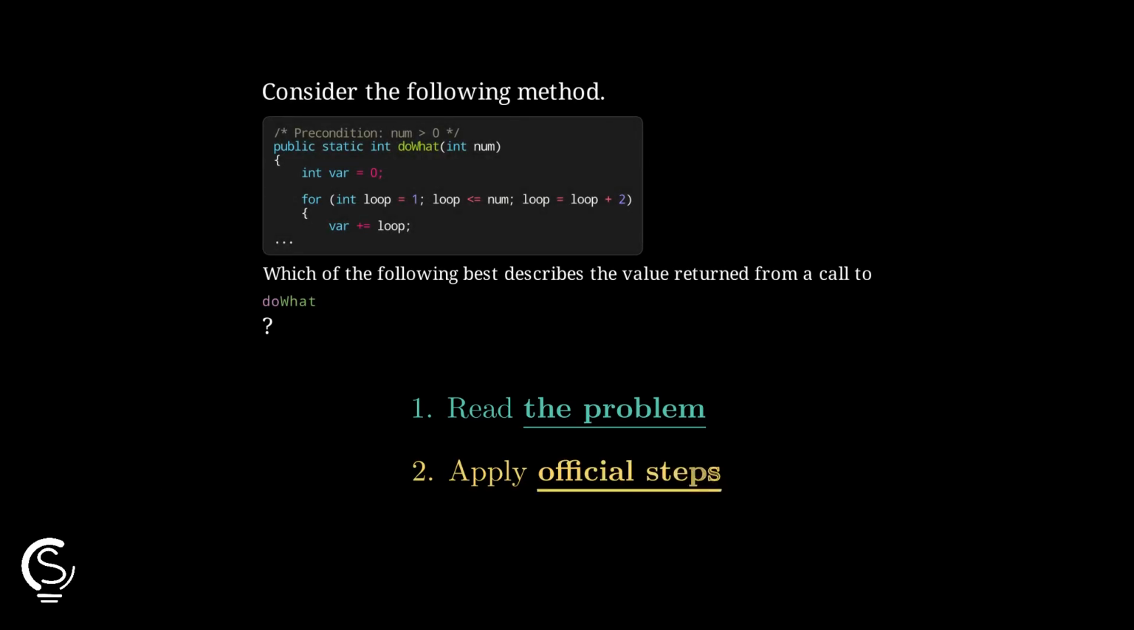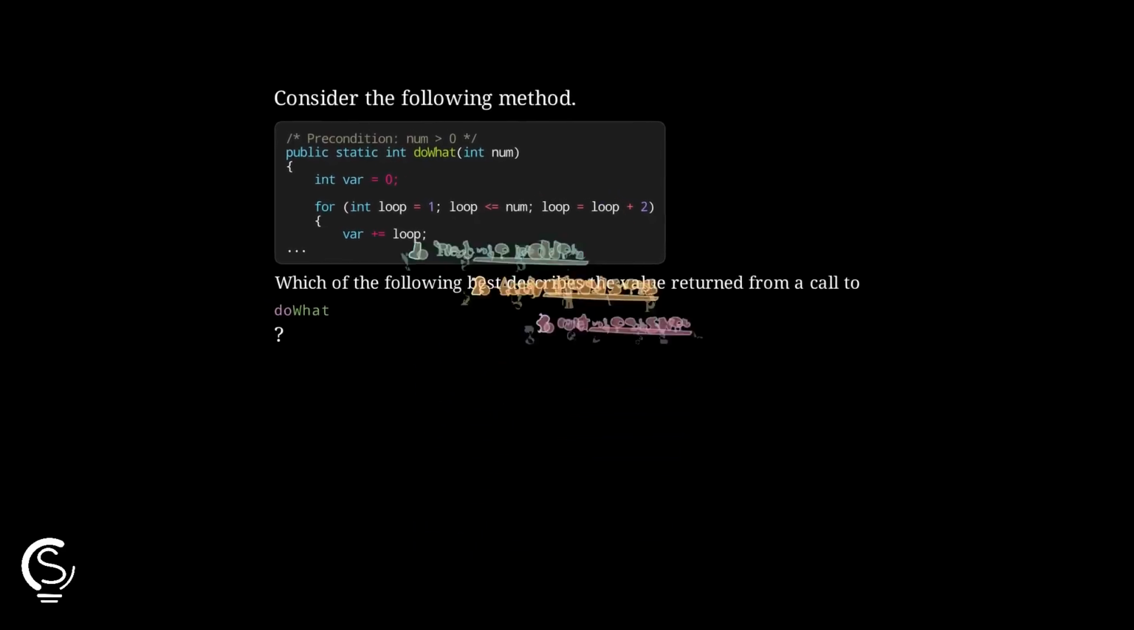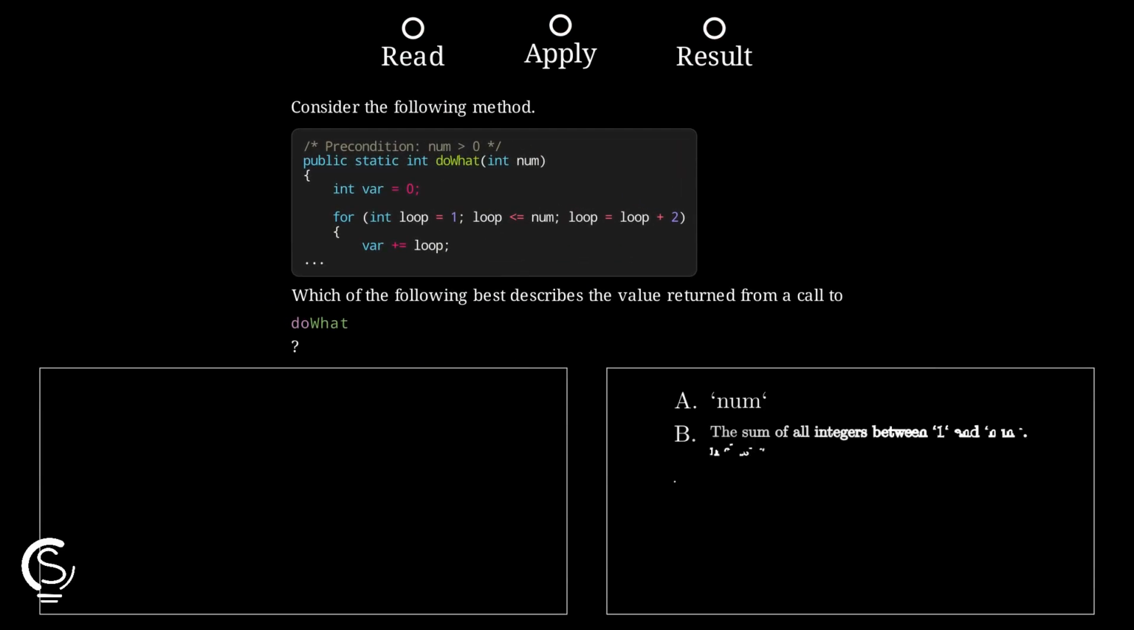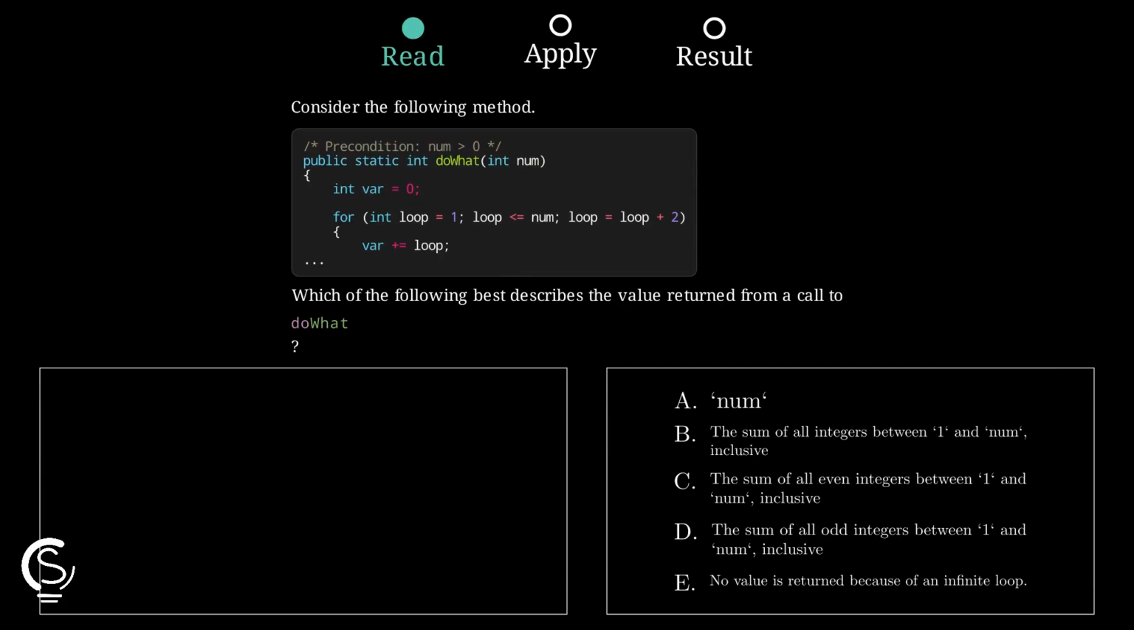Let's analyze the code to see exactly what this method returns to us. First, look at the initialization where the variable var starts at 0. This integer will act as our accumulator, storing the running total as the loop executes its logic.